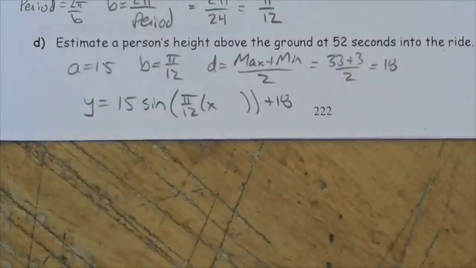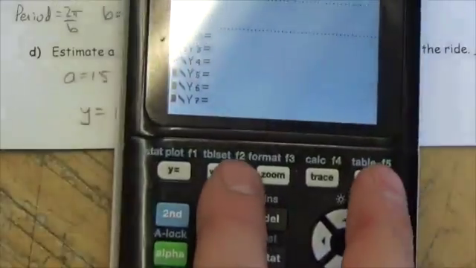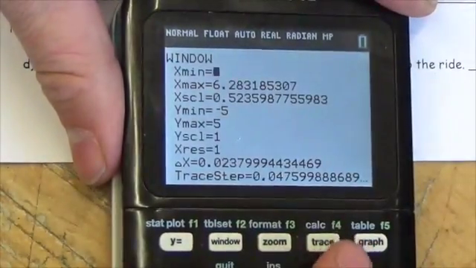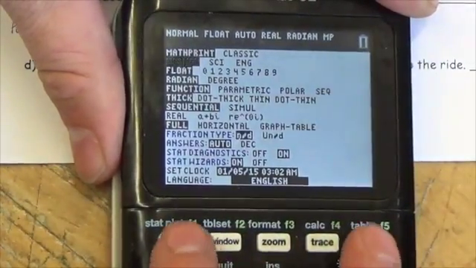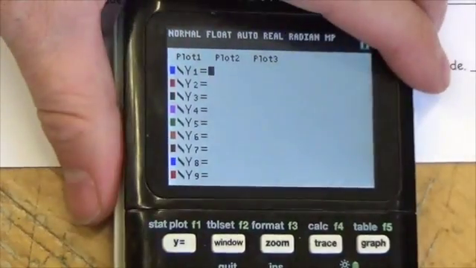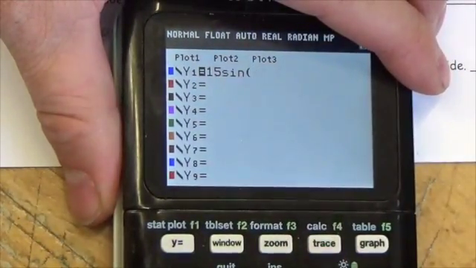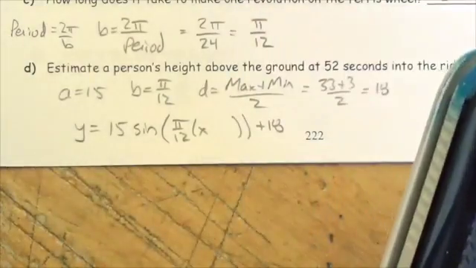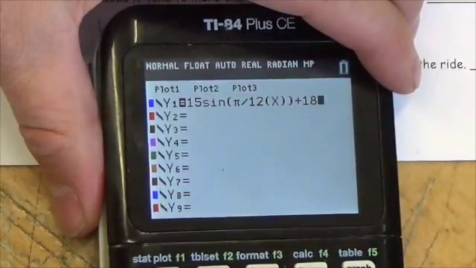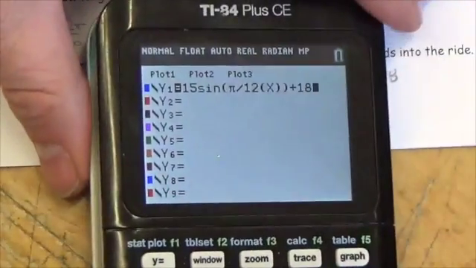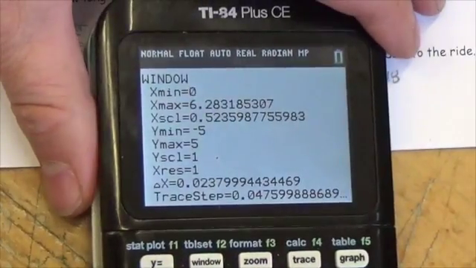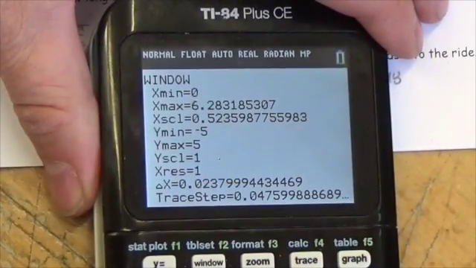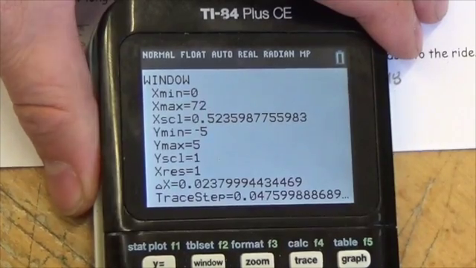Now I'm going to go to my calculator. Okay, I'm going to make sure that I'm in radian mode to start off with, and I am. And now I'm going to enter in those pieces here. So 15 sine of pi divided by 12 times x. Now I'm not quite sure if I'm going to put a C in there yet. We'll see. Plus 15. Or sorry, plus 18. My mistake. 18 was the middle. Okay? Plus 18. Now, my window settings, I should start at 0, and I saw that my graph went to 72, or roughly 72.